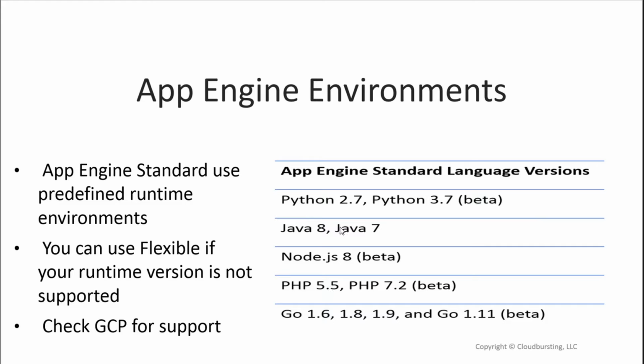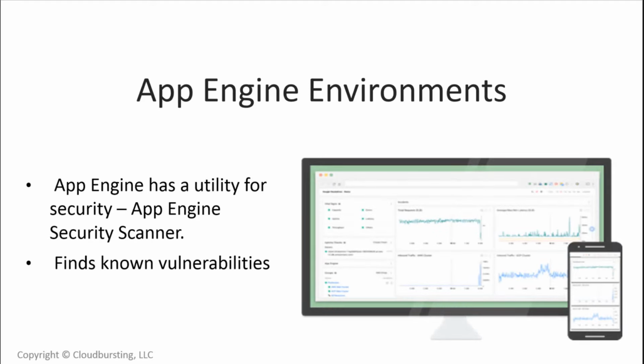With that said, if your application can be developed on the runtime environments that are listed, you're good to use standard if there's no need for containers or advanced features. On the other hand, if you want to use, for example, a different version of Go than what's supported in standard, you need to go to flexible. So I hope that's clear. Again, check the website to validate what is supported at the time of viewing.